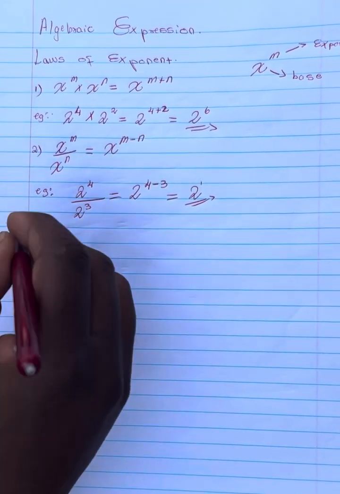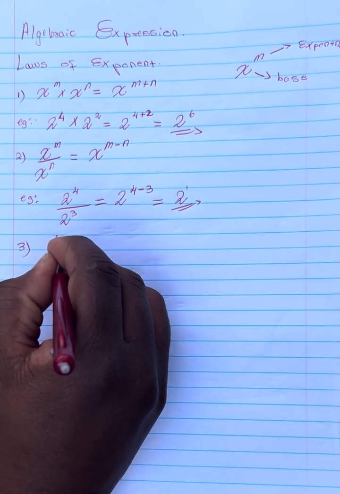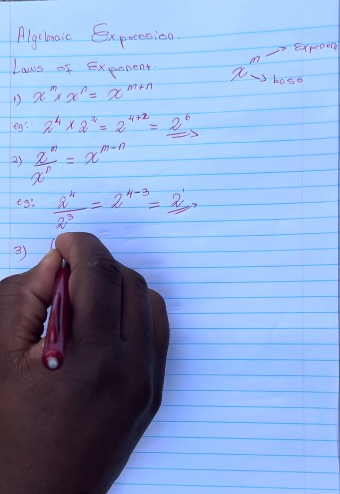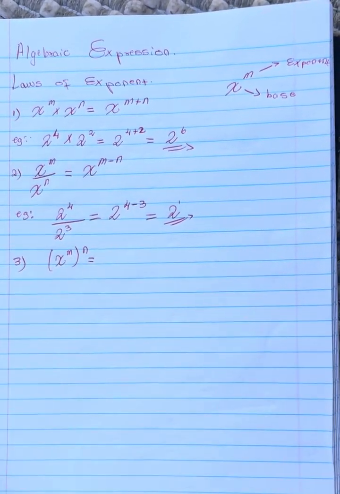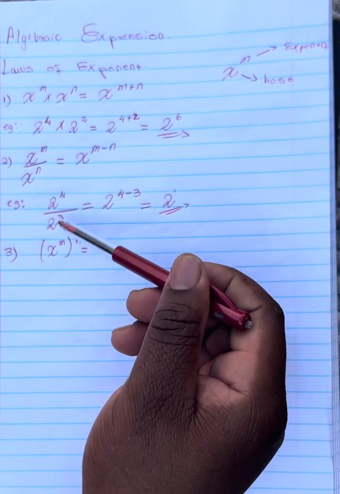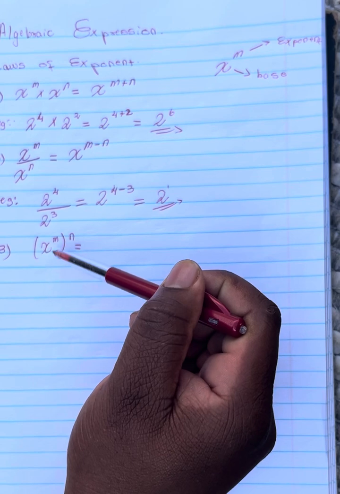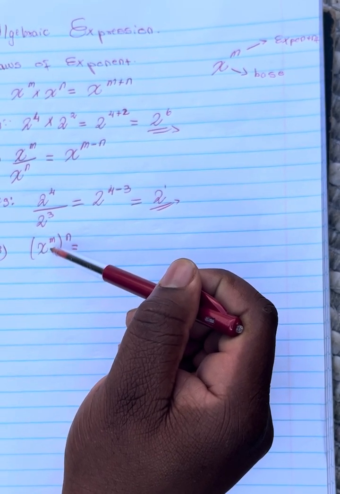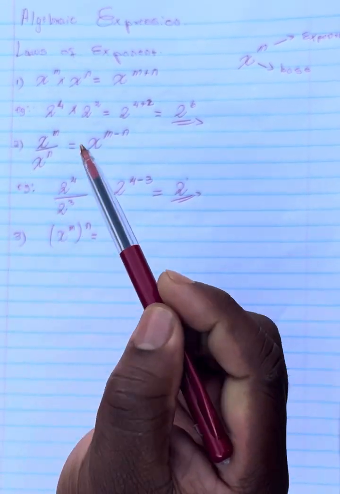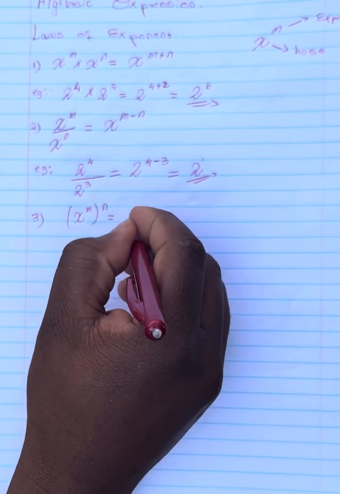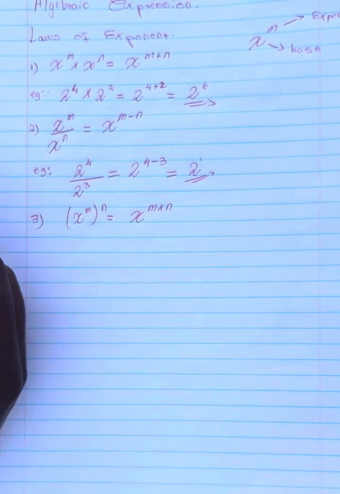Moving to another law, law number 3. It says that if we are multiplying exponent, x to the power of m, all to the power of n, is equivalent. We know that whenever we are given a bracket, it means that we are multiplying. So when we are multiplying a base raised to exponent which is raised to another exponent, you have to multiply the exponent. So this means that we'll be given x to the power of m multiplied by n.